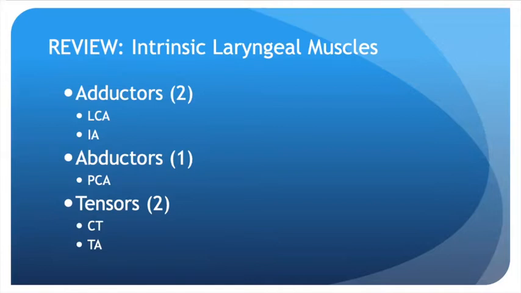So adductors are muscles that act to functionally move the vocal folds closer together towards midline, closing off the airway. Abductors are muscles that functionally move the vocal folds apart, away from midline, opening the airway, right? And then tensors are muscles that act to functionally increase the tension of the vocal folds. So the adductors are the lateral cricoarytenoid and the interarytenoid. The abductor is the posterior cricoarytenoid, and the tensors are the cricothyroid and the thyroarytenoid muscle.